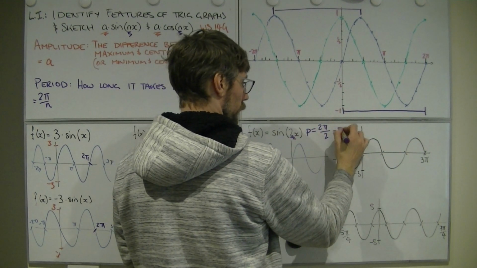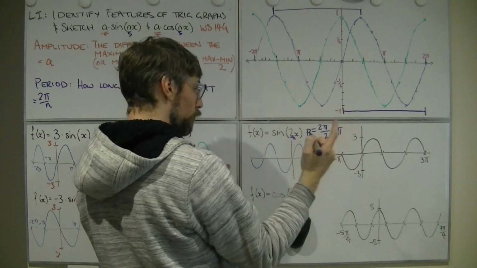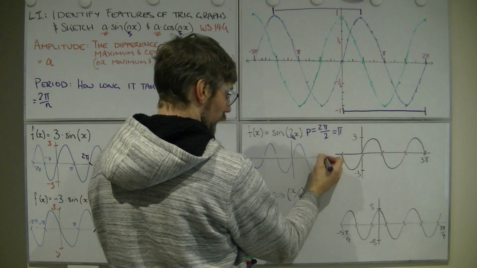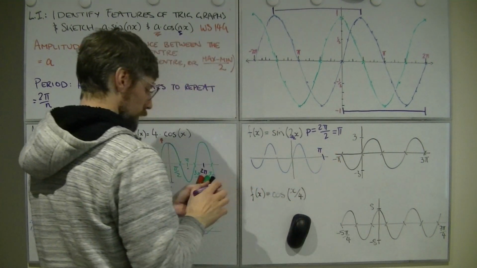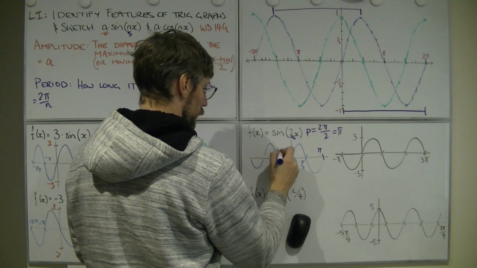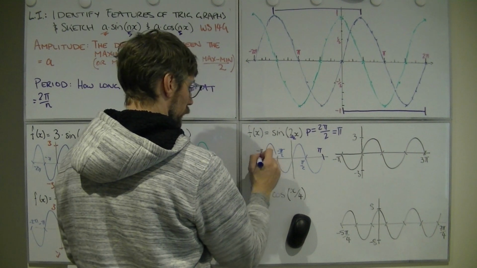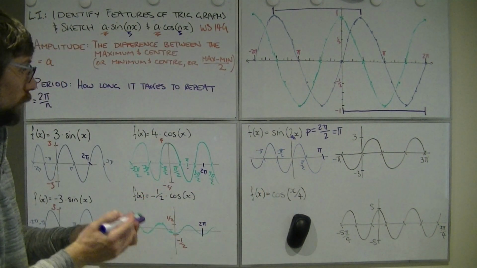2 pi divided by pi. 2 pi divided by 2 is pi. Great, so that means it takes pi to go through a full cycle. That there is a full cycle. Cool, and then we can label off whatever we want. Pi on 2, negative pi on 2, ooh, that's bad. Negative pi on 2, negative pi, negative 3 pi on 2, etc., etc.